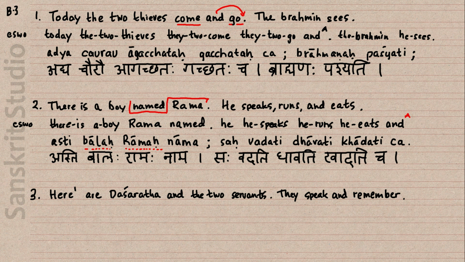Alright, let's move on to number 3 here. Here are Dasharatha and the 2 servants. And let's see where my pointer is gone. There it is.